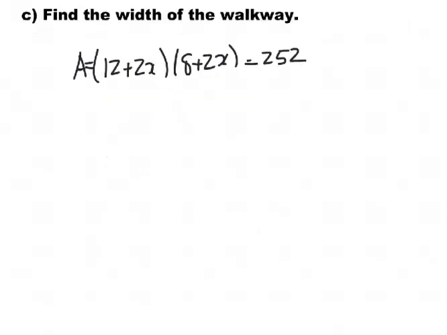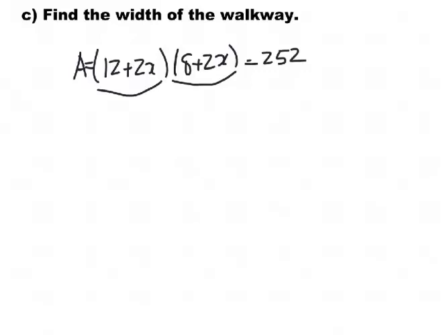The next part of the question says, find the width of the walkway. We know that the total area is 252, and we know that the width is 12 plus 2x, and the height is 8 plus 2x. The product is the area. So to find the width, we have to find the value for x. So we have to solve this quadratic equation.